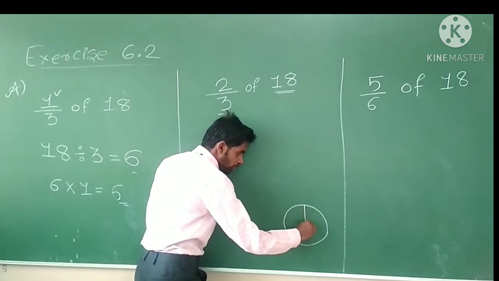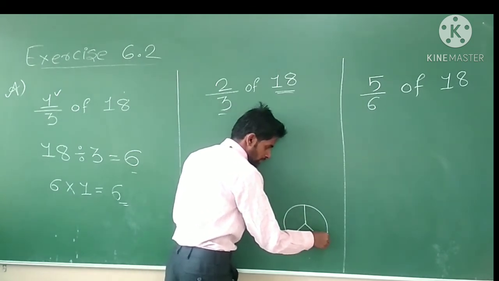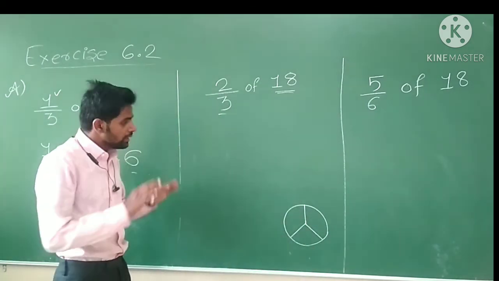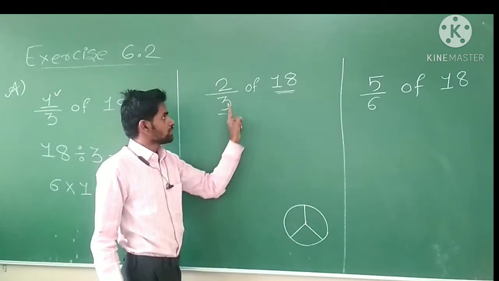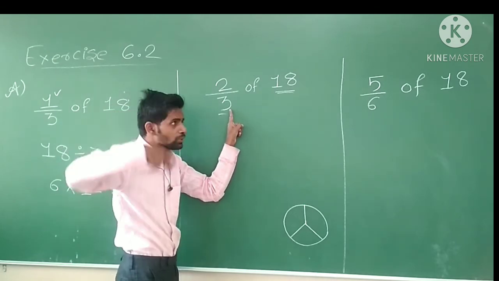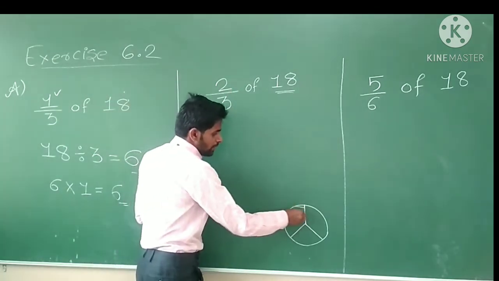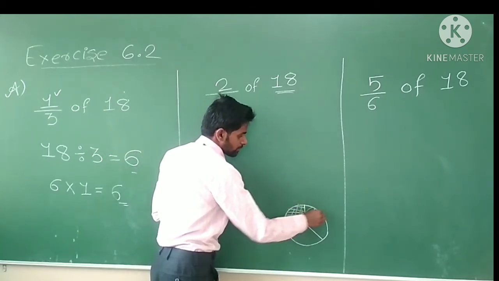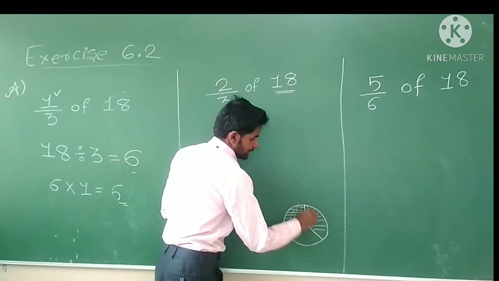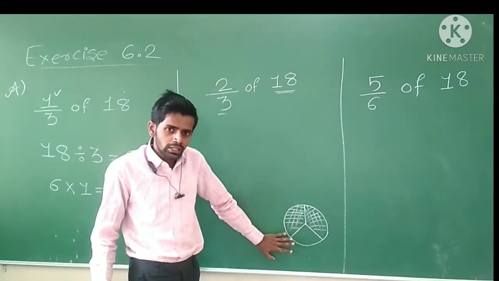So now I have created 3 equal parts. अब ये 3 equal parts हो गए. Then out of the 3 equal parts, we will color 2 parts. That means we are selecting 2 parts. So that is the first part and that is your second part. So you understand what is 2 by 3.